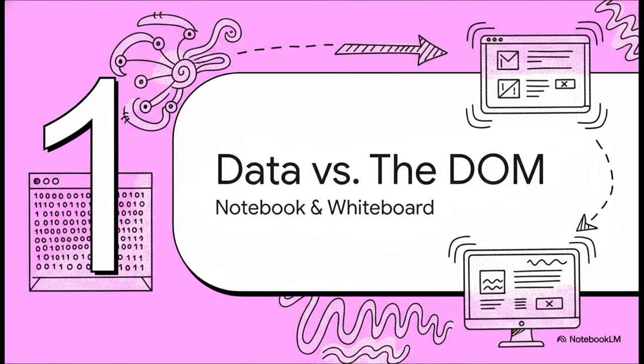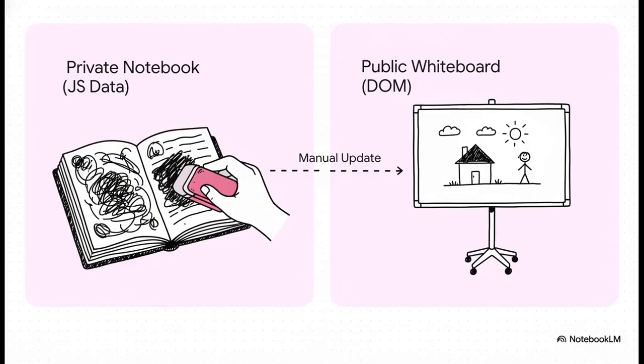Okay, so let's dive into the first and maybe the most important mental model for any new web developer. This is all about the huge difference between your data and what you actually see on the web page. I want you to think about it like this. Your JavaScript data, all your variables and arrays, that's your private notebook. It's where you keep the real information, the source of truth. You can scribble in it, change things, plan everything out. Now the web page, the DOM, that's a public whiteboard. Just because you change something in your private notebook doesn't mean the whiteboard magically updates itself. You have to physically take your notes, walk over to the whiteboard, and redraw everything.